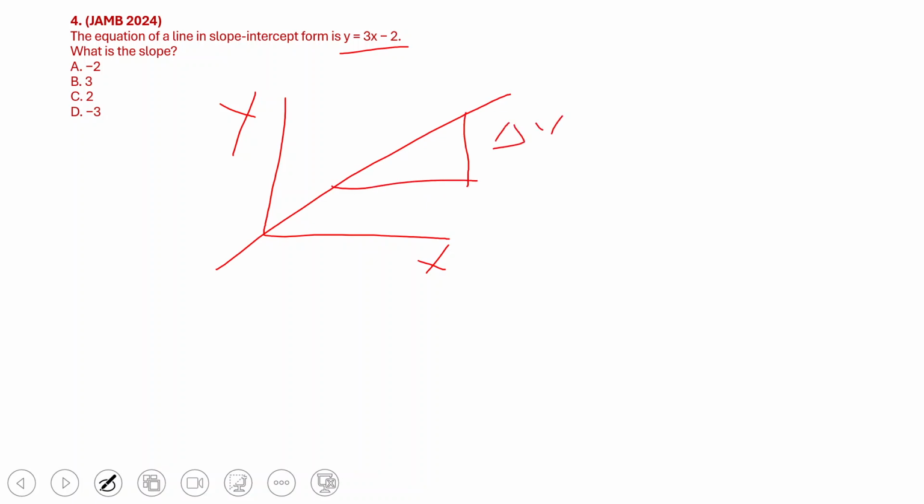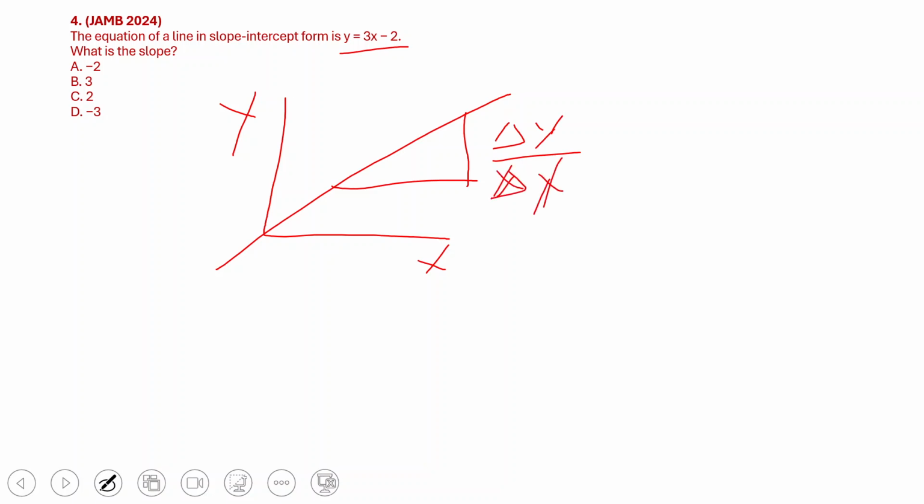Okay. So the next question is JAMB 2024. It says the equation of a line in a slope-intercept form is y equals 3x minus 2. What is the slope? So straight up, this is the line, coordinates y and x axis. If I have the line like this, the slope is what we're looking for. Slope is change in y all over change in x.